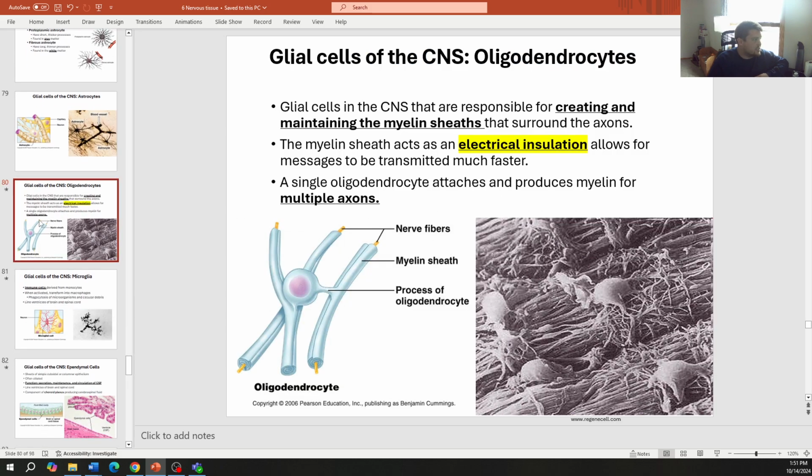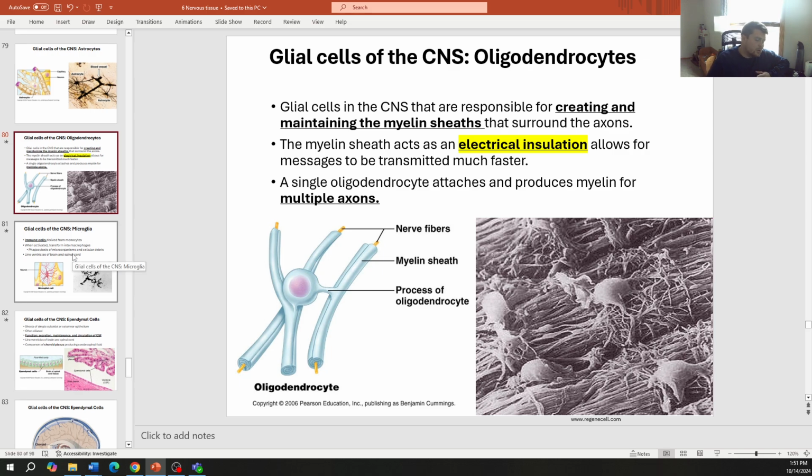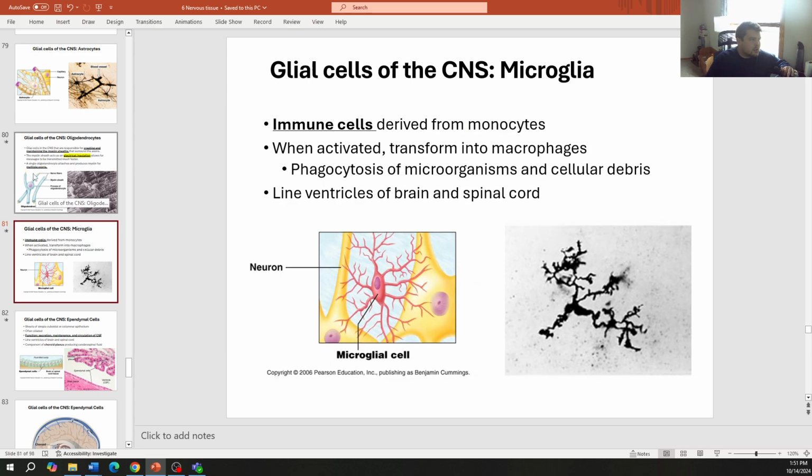And that again is in the central nervous system. It's always asked on tests about the myelin, comparing central nervous system to peripheral nervous system. So make sure that you know central nervous system, oligodendrocytes, and they produce myelin for multiple axons. Always a test question.